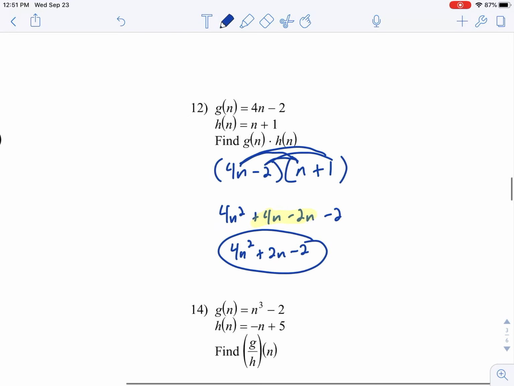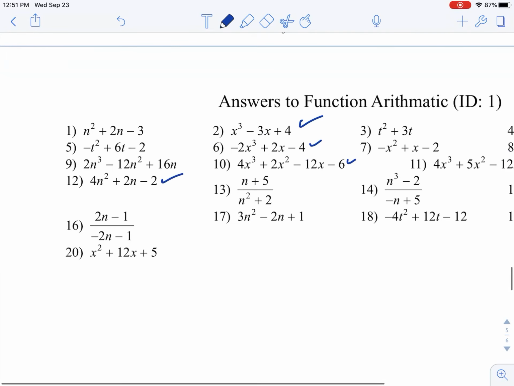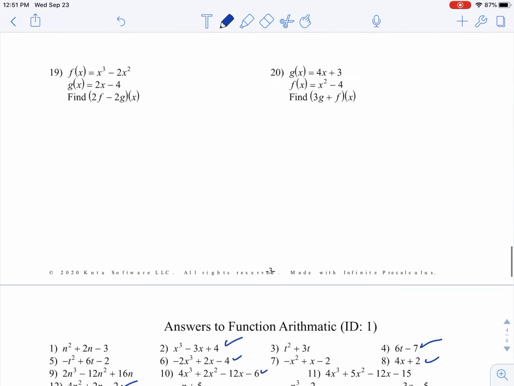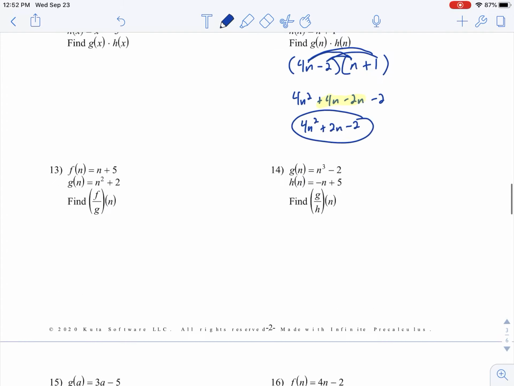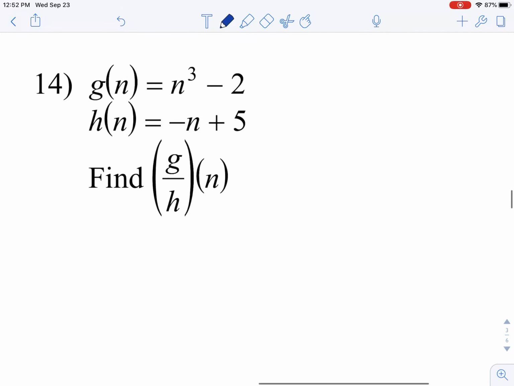And my check number 12, that should be it. 4n squared, where is it? Plus 2n minus 2, right there. Okay, so multiply is normally the most work. Divide is usually the least amount of work. So this is g of n divided by h of n. I take that back. Divide can sometimes be the most complicated one, but it's not going to be today.